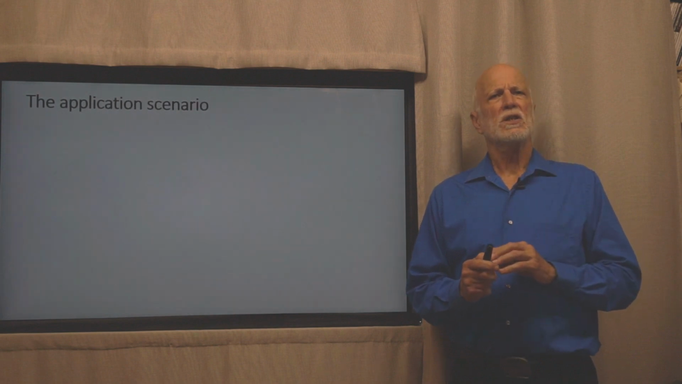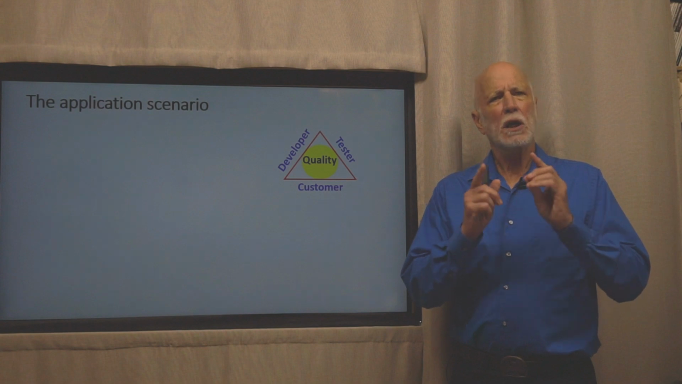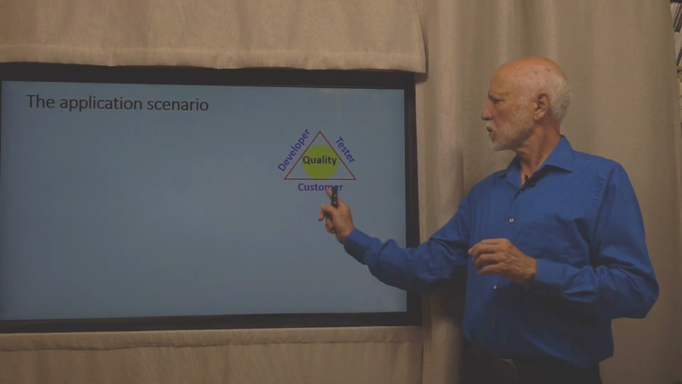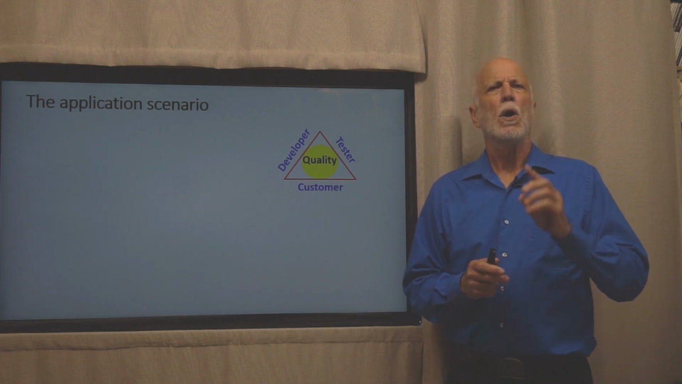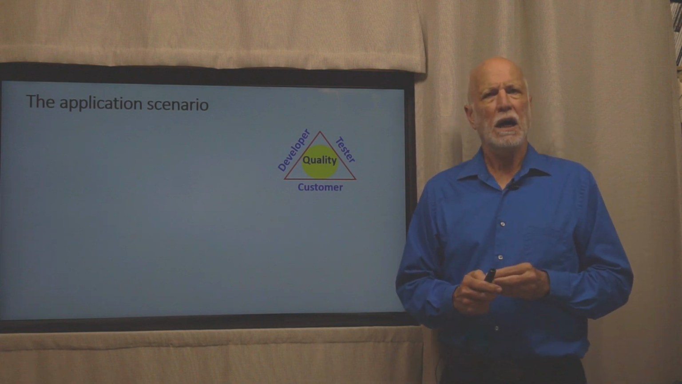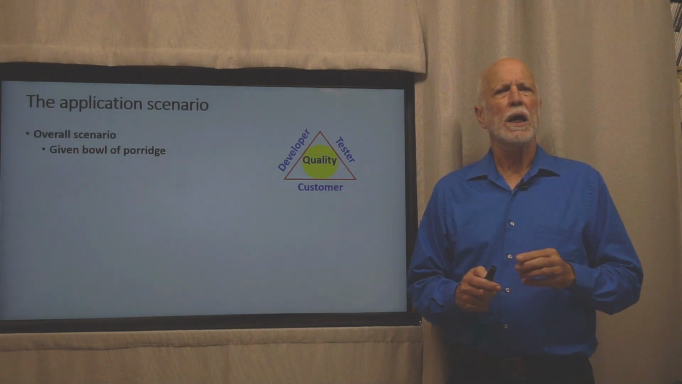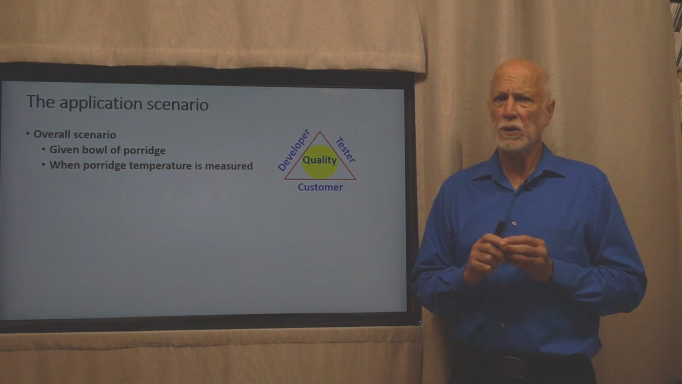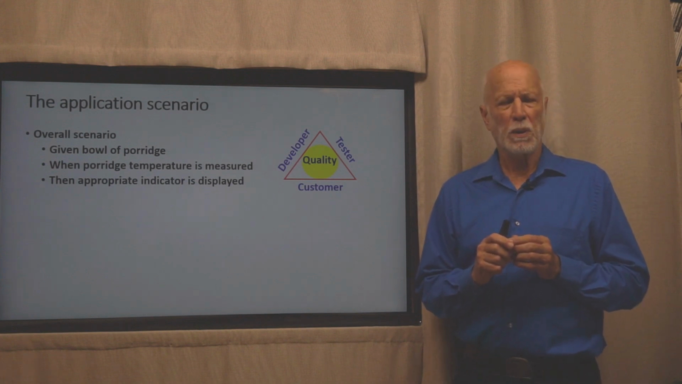So let's look at the scenario for this application. And the scenario is going to be developed by the triad: the developer, the tester, and the customer. The 3 perspectives who are responsible for the quality of the product. So let's look at the overall scenario. Given a bowl of porridge, when the porridge temperature is measured, then the appropriate indicator is displayed.